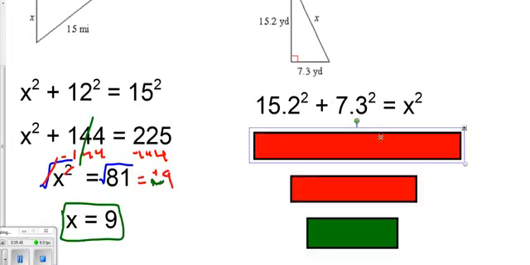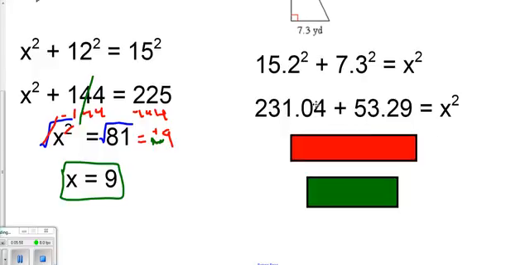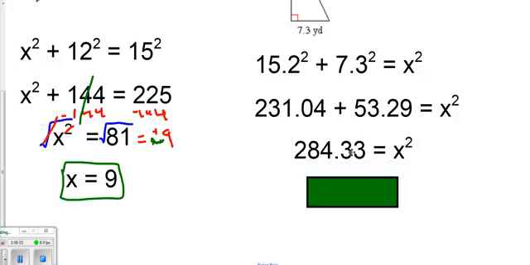So like before, we just simplify everything. 15.2 squared becomes 231.04. 7.3 squared is 53.29, and x squared stays the same. Combine these two terms, and we get 284.33 equals x squared. To solve this out, we square root both sides. When we do that, squared and square root will cancel out.